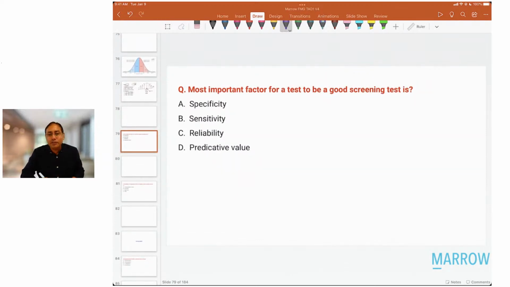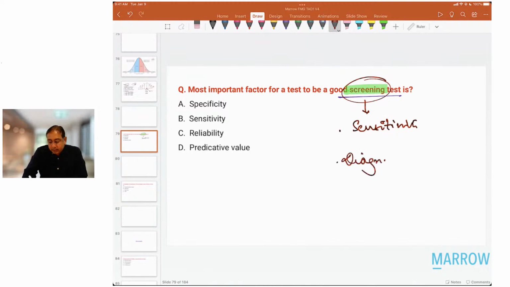Next question. Which of the following is a good factor for a good screening test? Please remember that you have sensitivity, specificity, reliability, predictive values, positive predictive value and negative predictive value. Whenever screening comes up, make sure you get this concept right: you will use sensitivity. And if the question talks about a diagnostic test, you will use specificity. That is the first question.